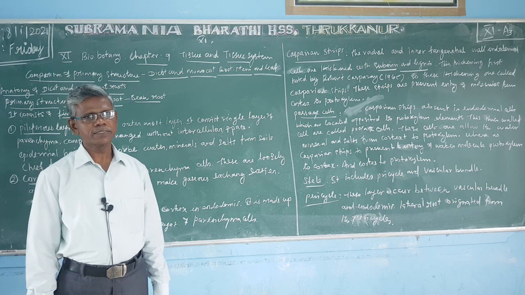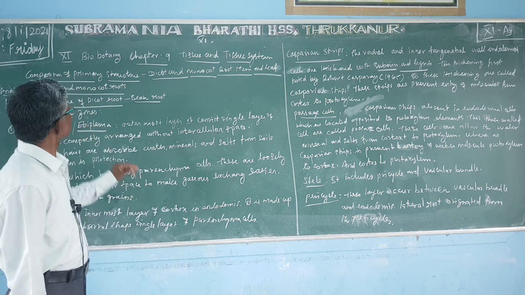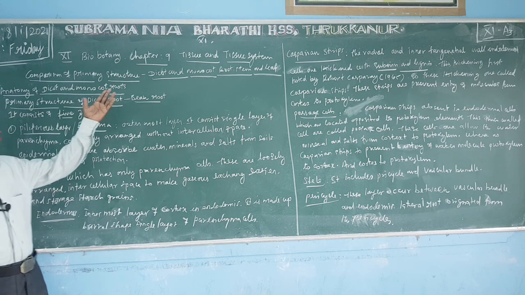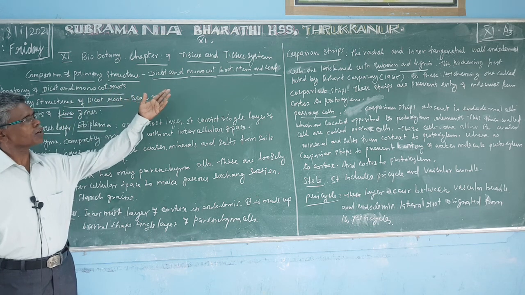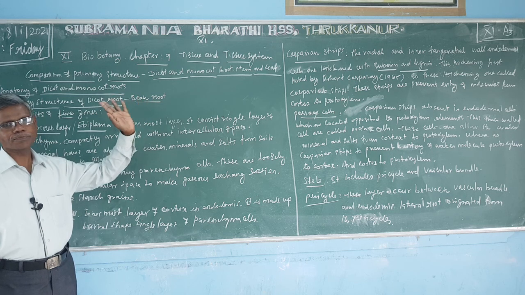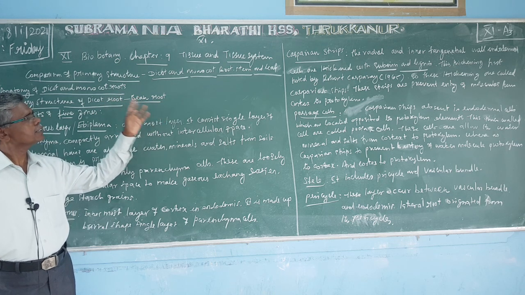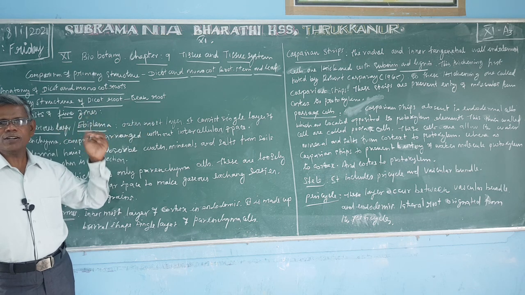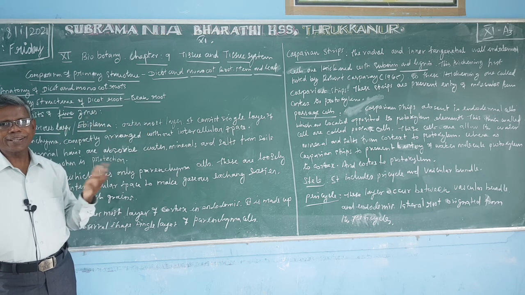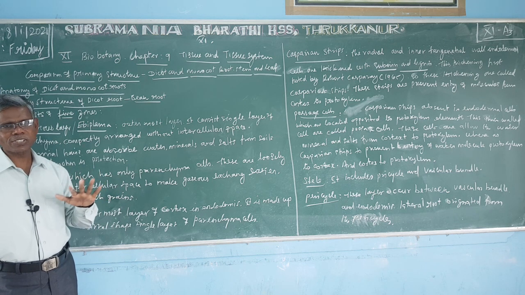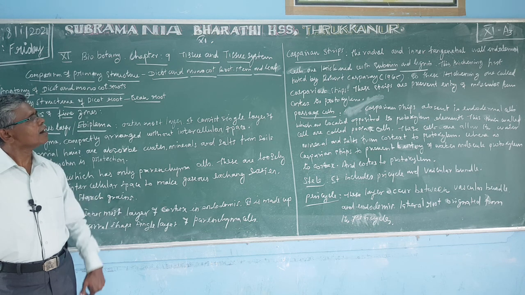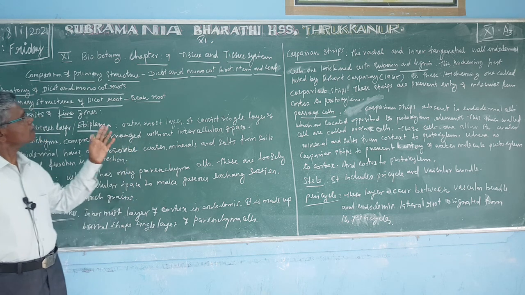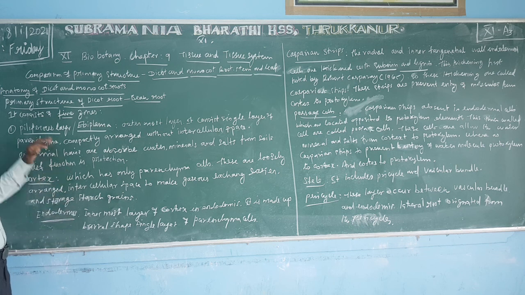Good morning, students. Now let us see the comparison of primary structure in dicot and monocot root, stem and leaf. A detailed study of the primary structure of dicot root, monocot root, dicot stem, monocot stem, dicot leaf and monocot leaf. All the primary structures are detailed in our studies. So now, the anatomy of dicot and monocot roots.